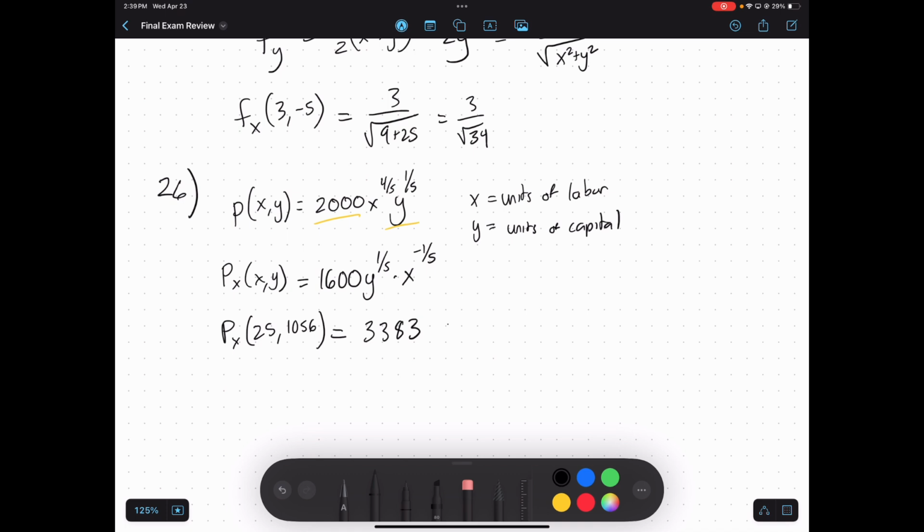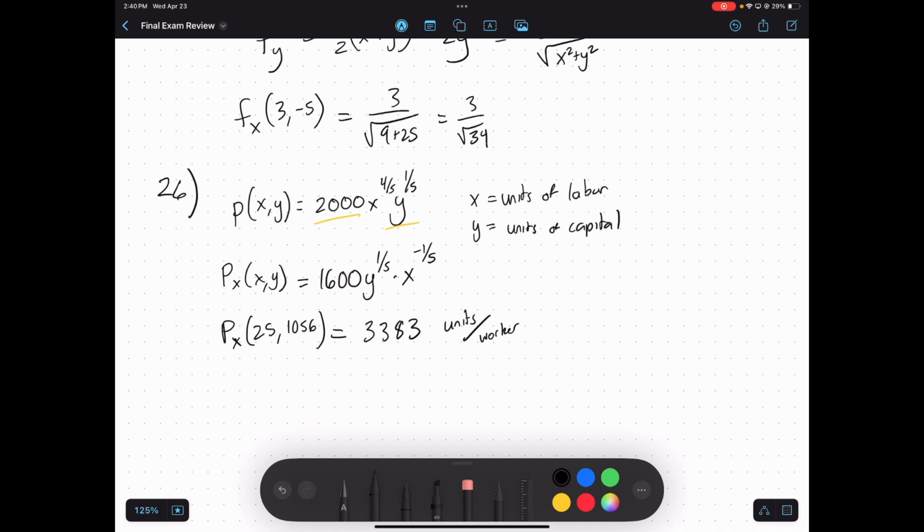This is, I'm going to produce 3,383 more units per what? What did I change? Units of labor. This was the partial in terms of x. So what am I changing? I'm changing the units of labor. So units of, let's see, I'm trying to think. So we talked about how units of labor can be thought about as workers. So this is units per additional worker that you hire.